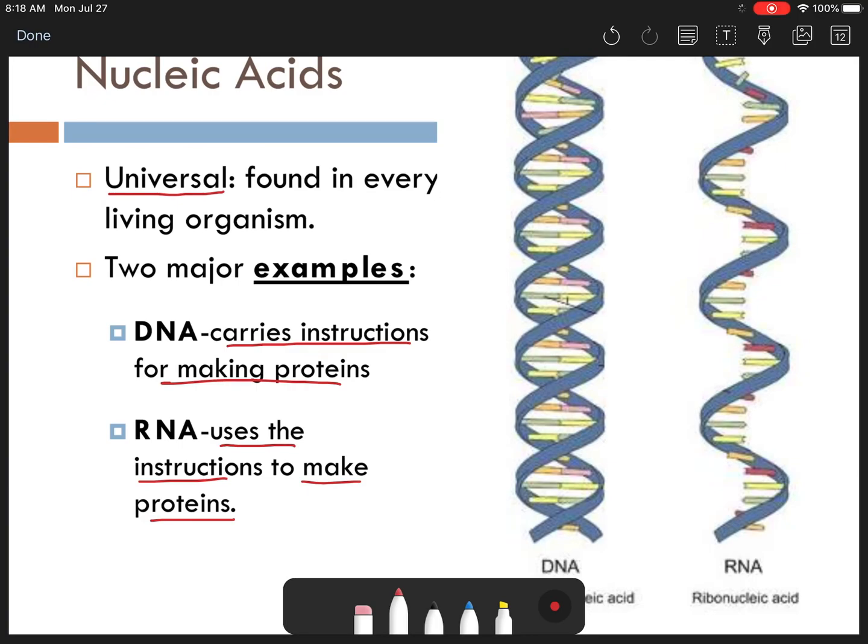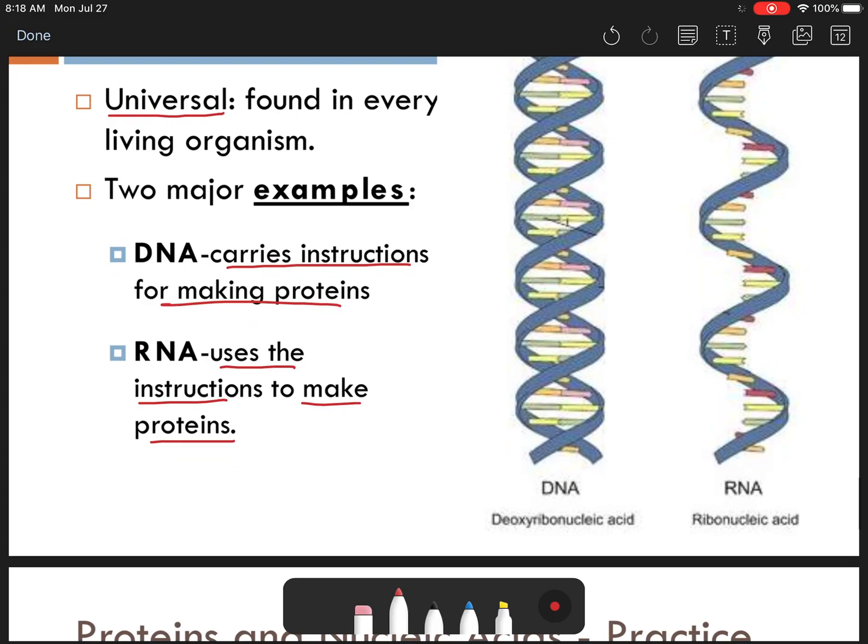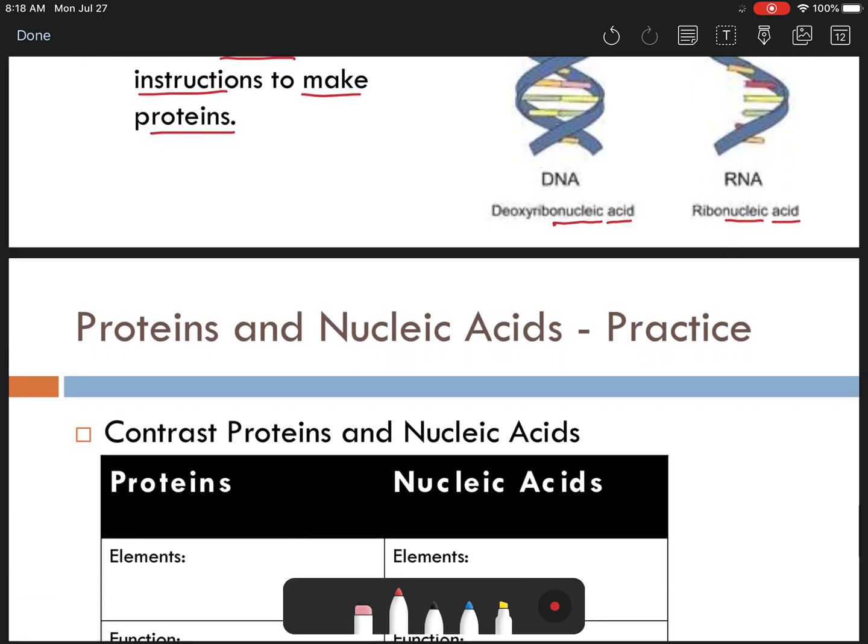DNA stands for deoxyribonucleic acid. That's what the NA stands for. RNA stands for ribonucleic acid. So there you can see right here, here's the nucleic acid. Nucleic acid.